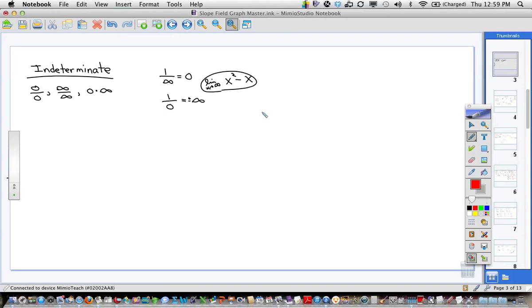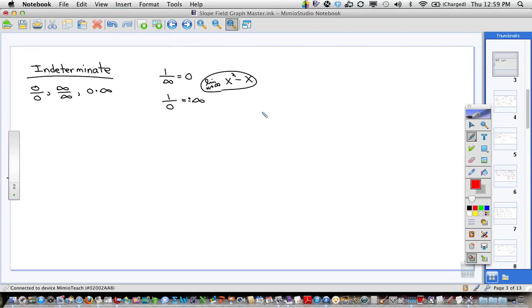When we have 0 over 0, what we really have is something small divided by something small. And we don't know what that is. It's indeterminate. We have to keep going. We have to do something. Depends how fast they're getting small. Here we have something big over something big. We don't know what that is. Depends how fast they're getting big.